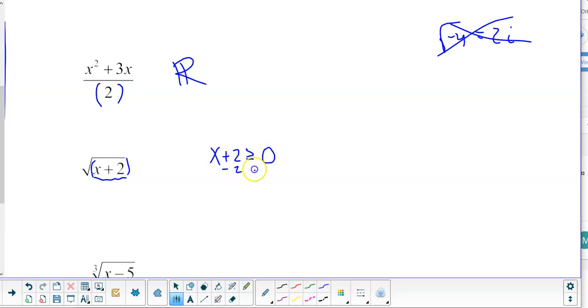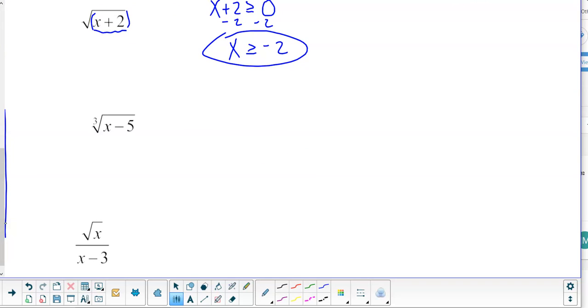So if I subtract 2, I get x is greater than or equal to -2. Which kind of makes sense, right? If you plug in -2, that works. That's 0. Plug in -1, that's square root of 1, which is 1. So all those values work. So that's the domain of that particular function.